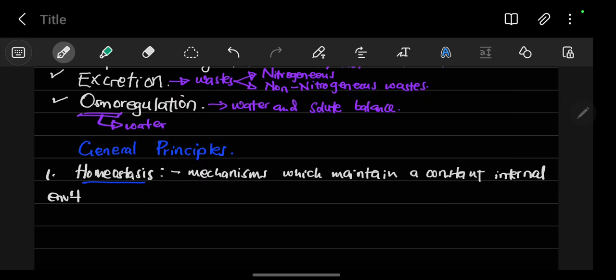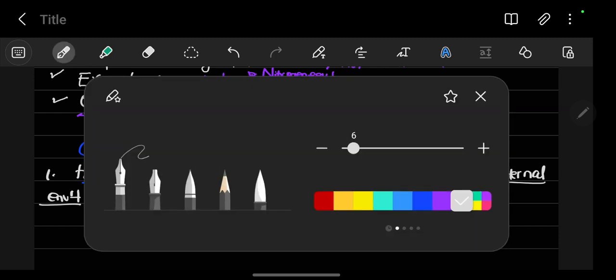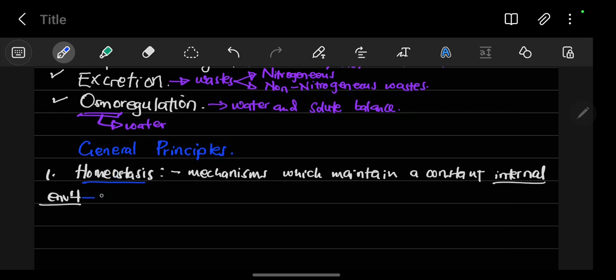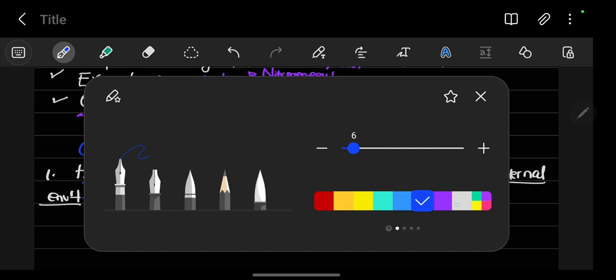And when we talk about internal environment, the internal environment of someone is that immediate surrounding of a cell. So internal environment is the surrounding of a cell. That's where you find the tissue fluid, and very many others there.